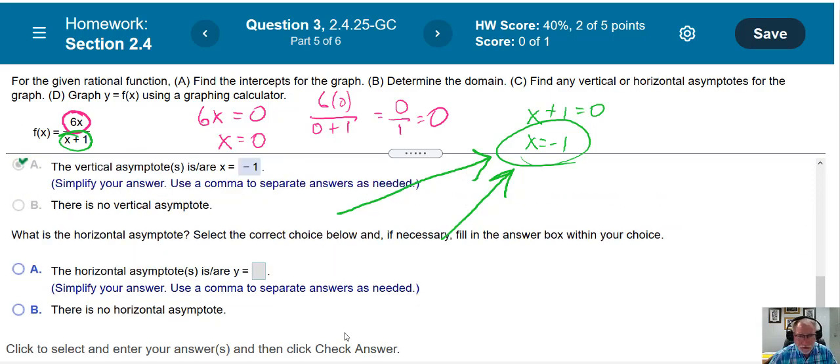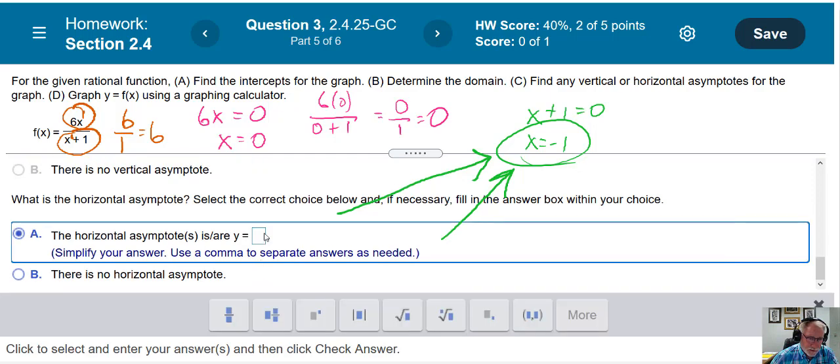The horizontal asymptote is a different story. Again, you need to watch the lesson video for more details. In looking at the rational function, if the degree of the top is the same as the degree of the bottom, both of these are first degree, then you divide the coefficients of the x's. And so y equals 6 would be the horizontal asymptote.